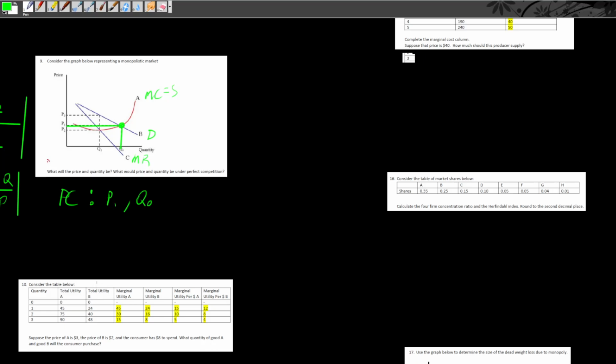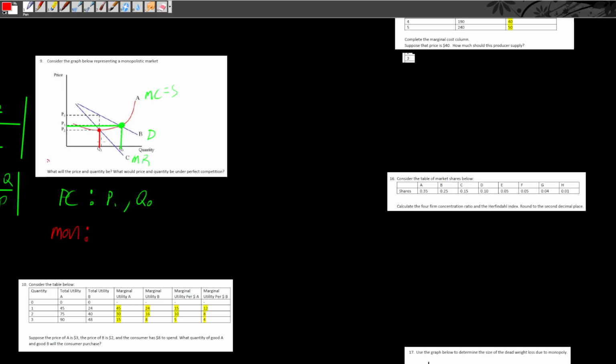Now, under monopoly, instead of setting quantity where supply is equal to demand, quantity will be set where marginal cost is equal to marginal revenue. So I'm going to do monopoly in red. And so quantity gets set where these two curves cross. Marginal cost and marginal revenue cross one another.